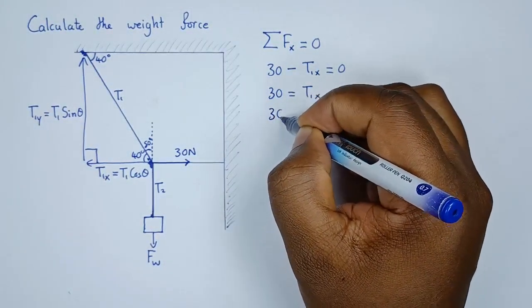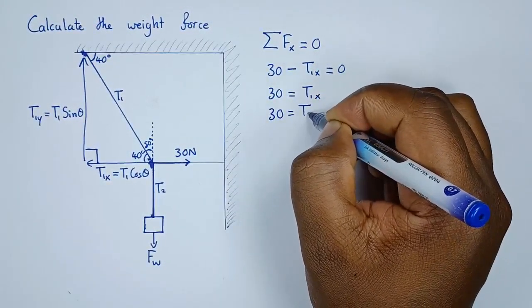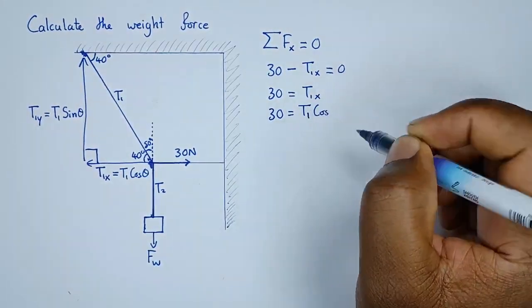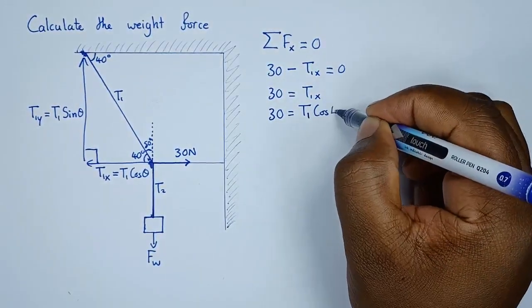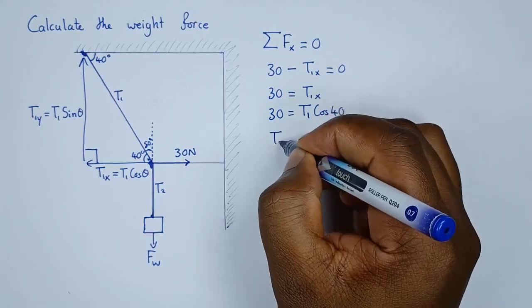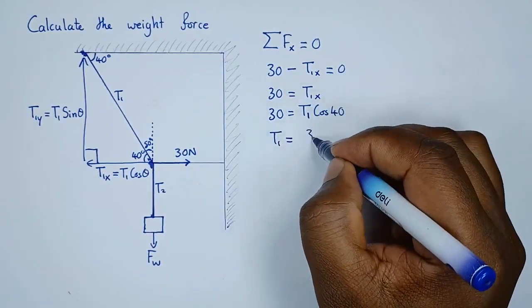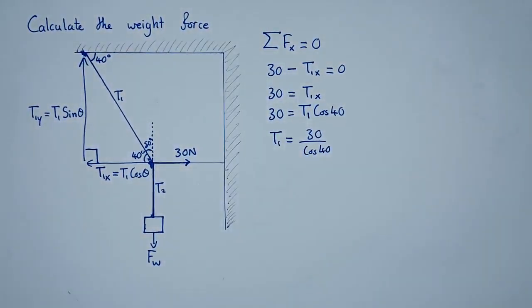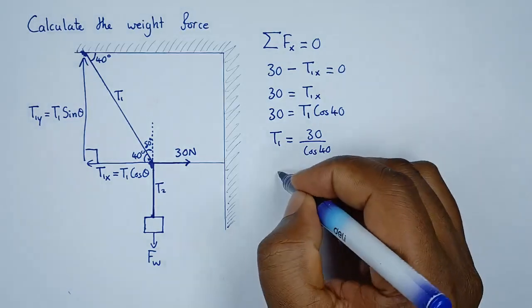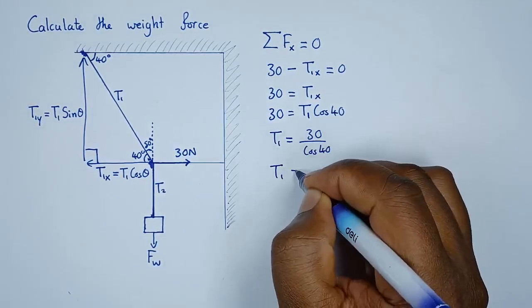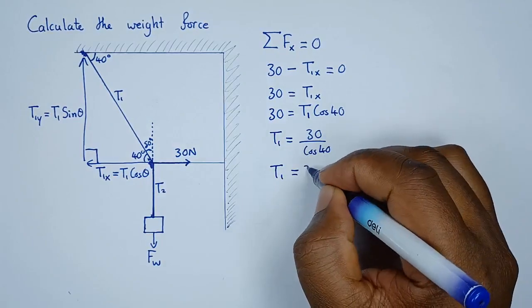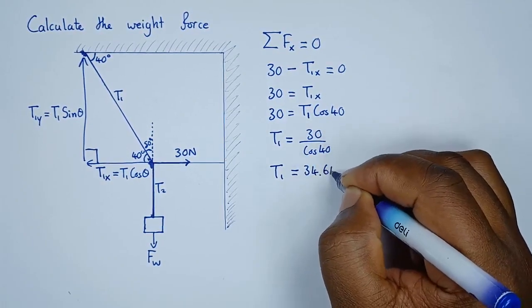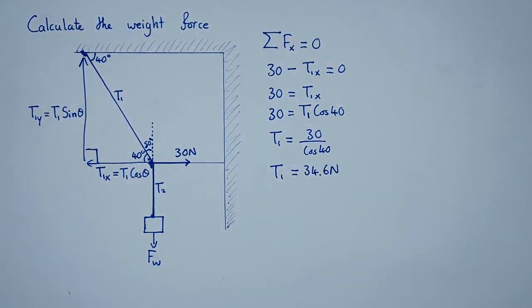So 30 is equal to T1 cos. The angle we have is 40. Meaning that the value of T1 will be equal to 30 divided by cos 40, like that. So we can find the value of tension 1. If we divide these two, tension 1 will be 34.6 newtons. So we have T1. Let's see how we can calculate T2.